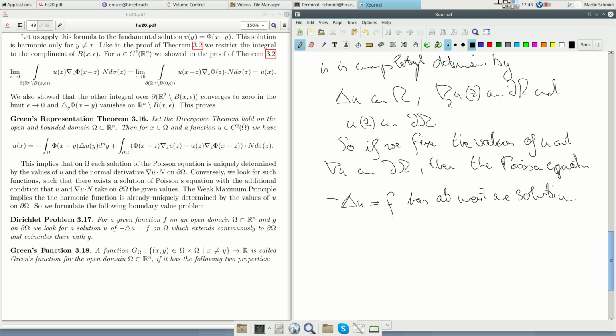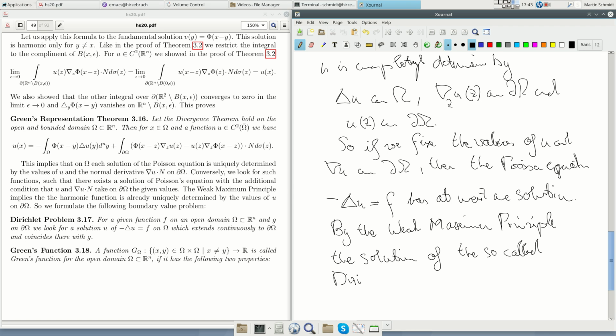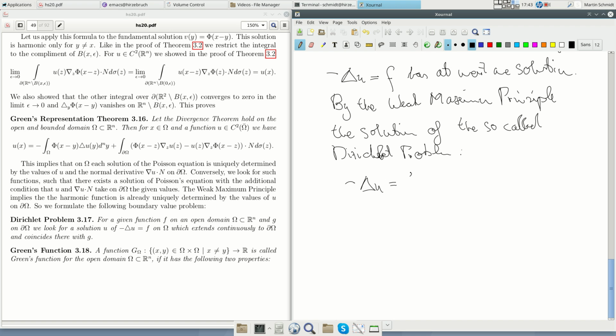Now there's another observation. By the weak maximum principle, the solution of the so-called Dirichlet problem, so this means the following. Again, we have minus Laplace u is equal to f, and u restricted to the boundary is equal to some given function g, is unique if it exists.